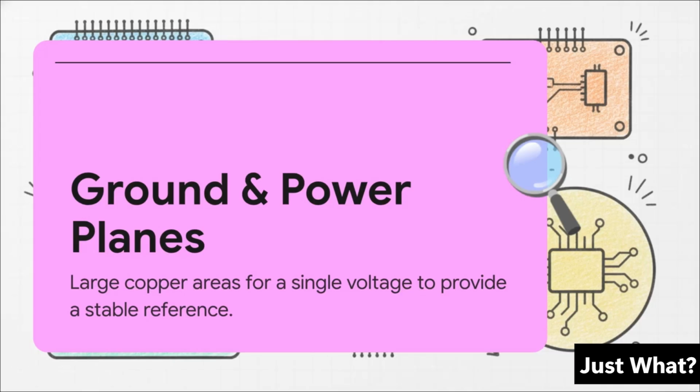Okay, element number 5 is massive. Ground and power planes. Instead of just running a thick trace for power or ground, designers will often dedicate large, solid areas of copper, sometimes literally entire internal layers, to a single voltage. Why do that? Well, these massive copper planes act as this huge foundational anchor for the board. They provide a rock-solid voltage reference across the whole circuit and seriously kill electrical noise and interference. They are basically the quiet stabilizing force underneath all the chaotic chatter of the signal traces.